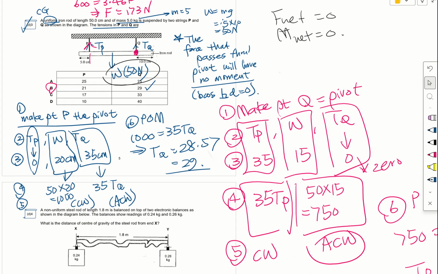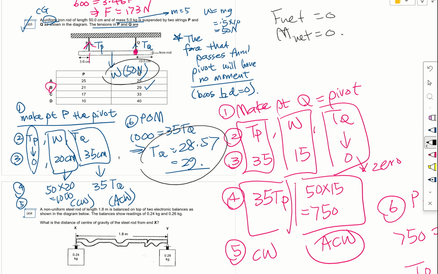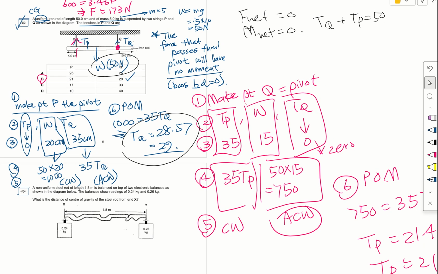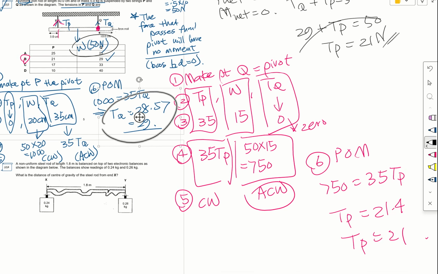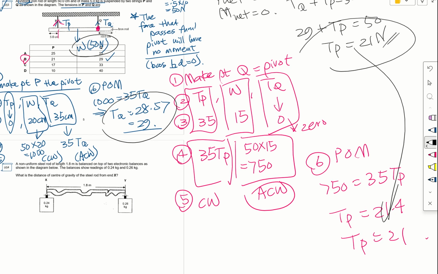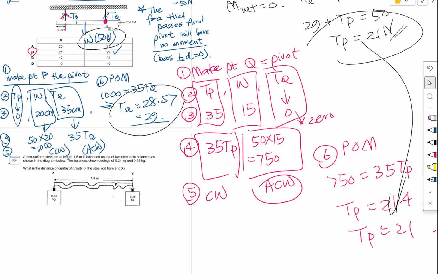Since we have found one of the forces, TQ, to be 29, so TQ is 29, it is upwards. TP is also upwards. So TQ plus TP equals 50 downwards, right? That will then make the net force 0. Since TQ is 29, if I do my subtraction, I can straight away get TP to be 21 Newton. And that is the same as doing the moments calculation twice.